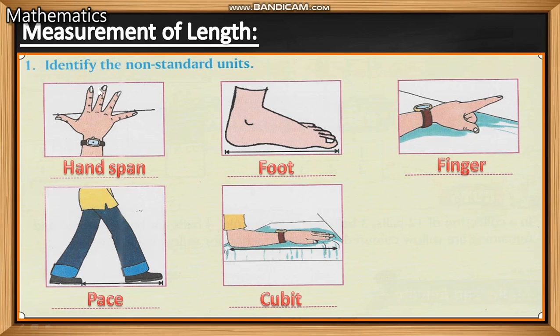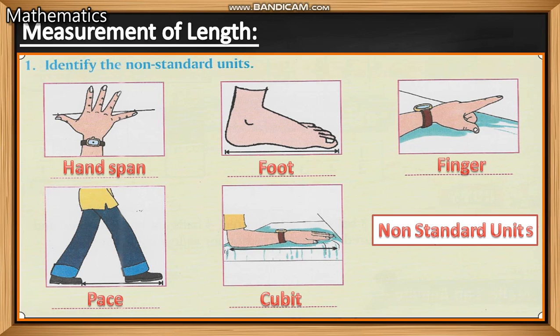Once again, the first one is handspan, this is foot, this is finger, this is pace, and the fifth one is cubit. These all are non-standard units.